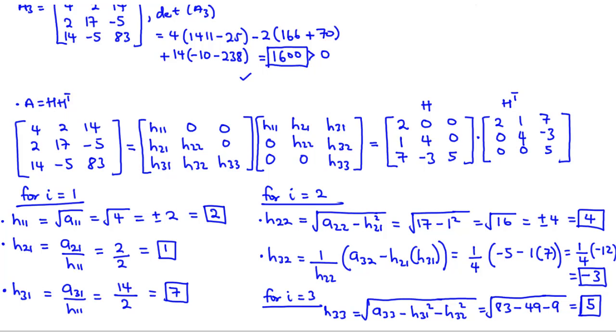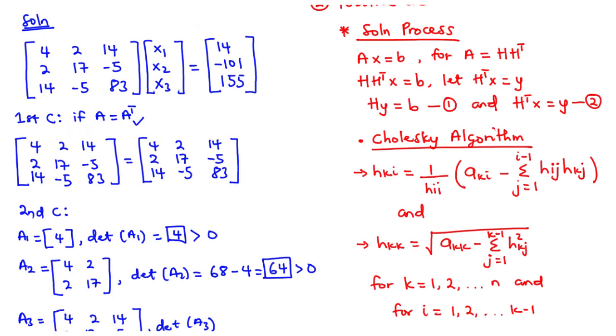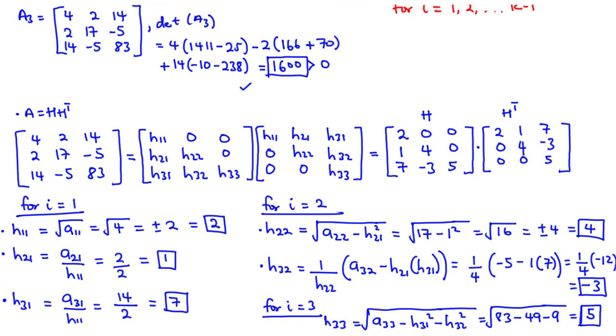Now the next thing we are going to do is to solve equation 1 for Y, and then equation 2 for X. So for equation 1, we have HY equals B.